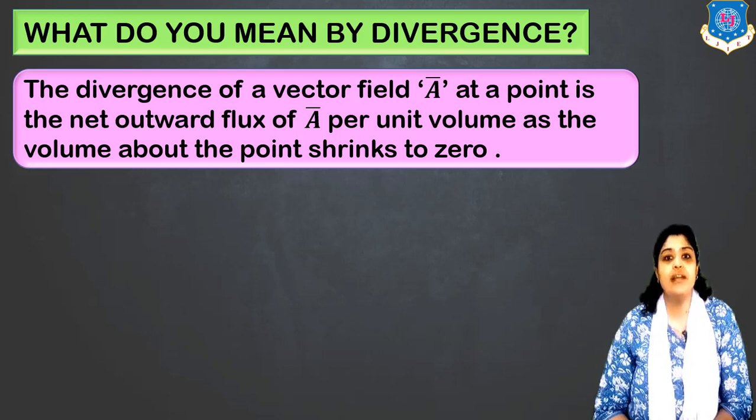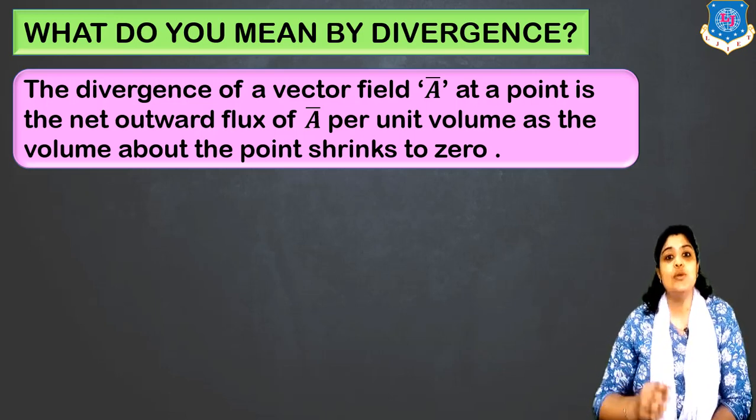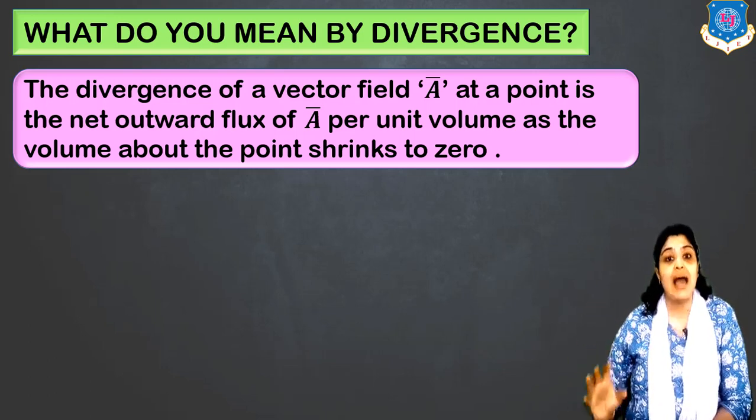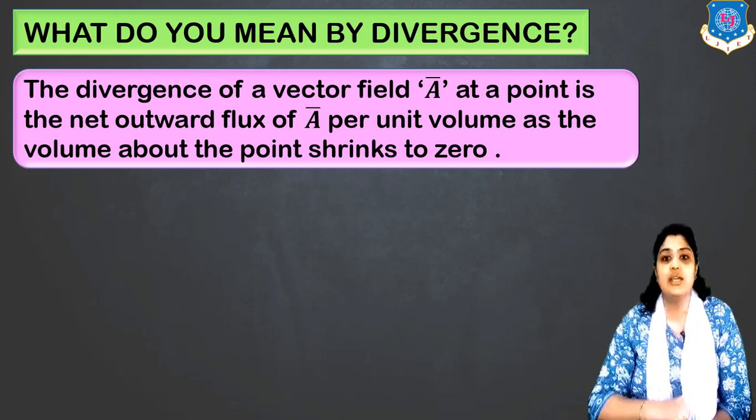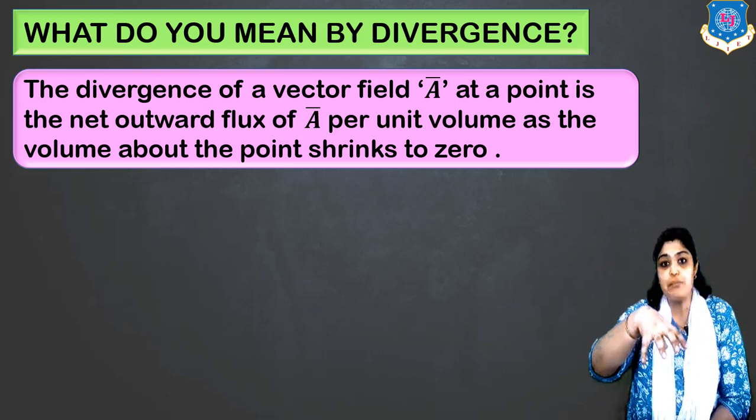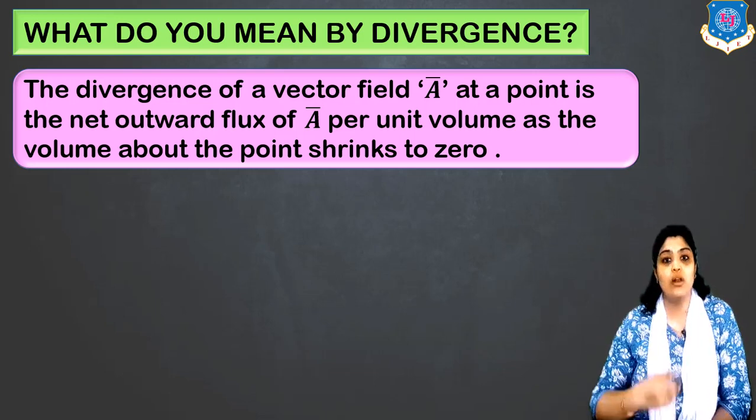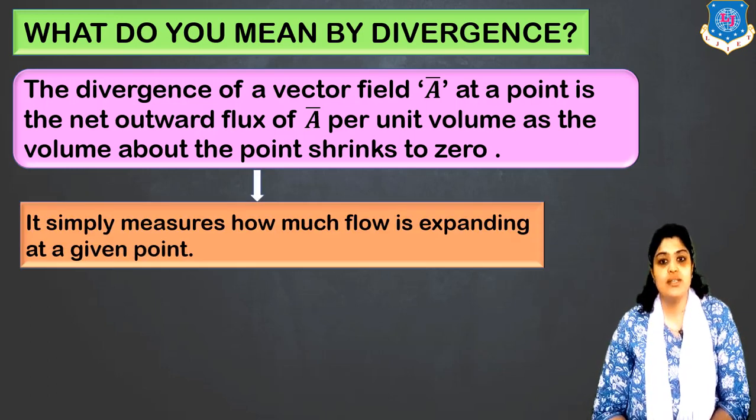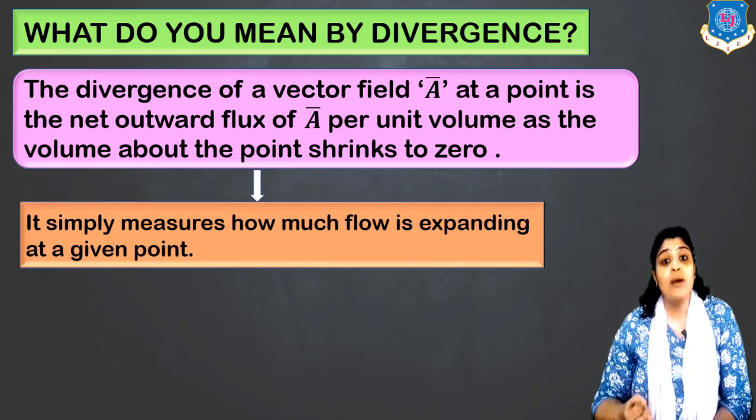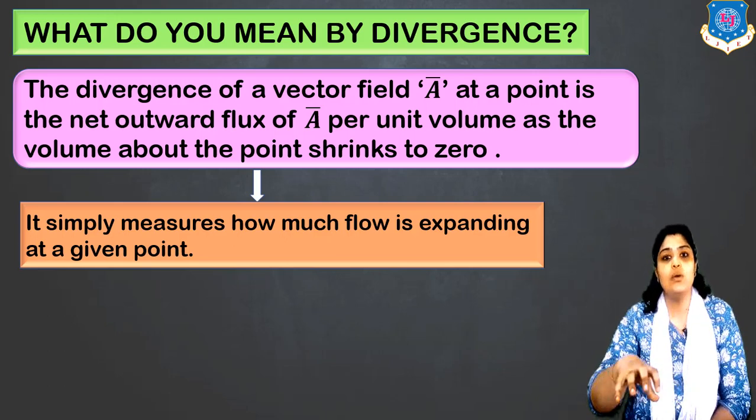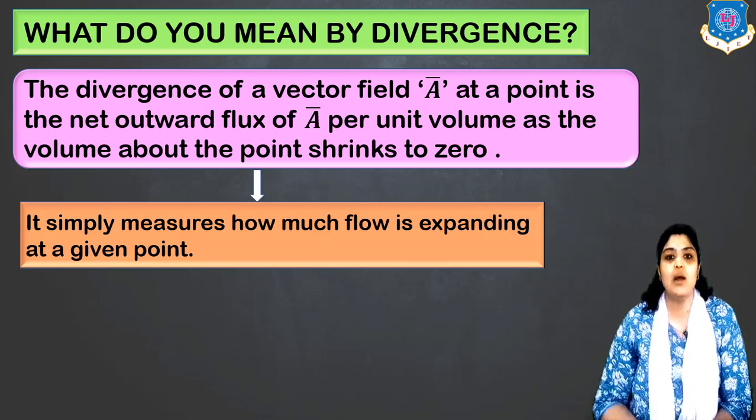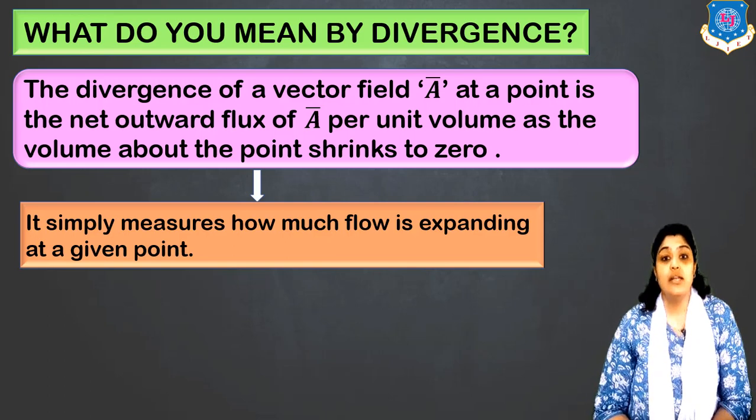So divergence of a vector field A at any point is known as the net outward flux of A per unit volume as the volume about that point shrinks to zero. Because if the quantity is just spreading like this, the point we considered will have almost zero volume. The volume will be shrinking around that point. This is the meaning of divergence. So it simply measures how much the flow is expanding around a point, how the quantity spreads around a point. This is explained by divergence.